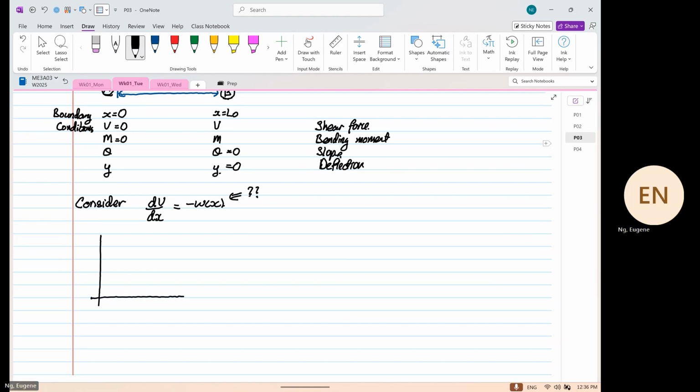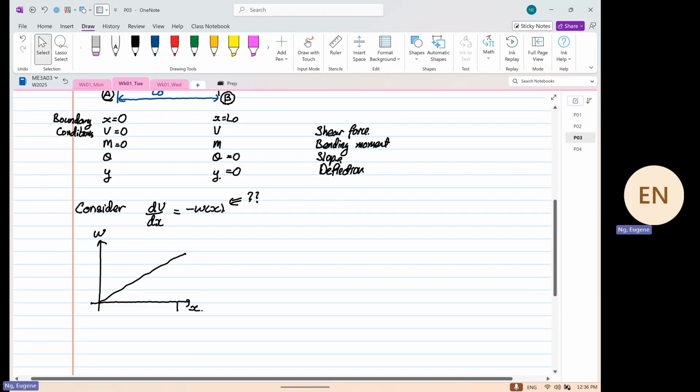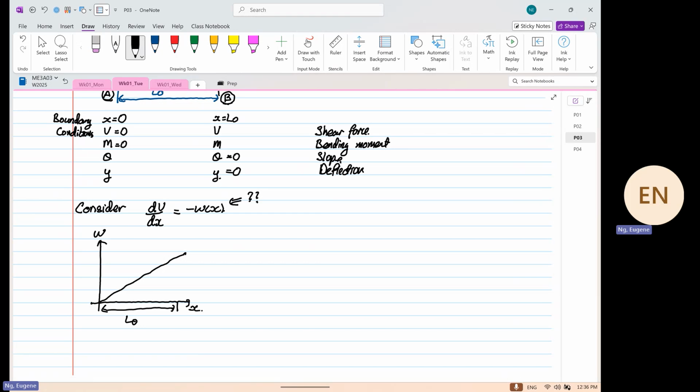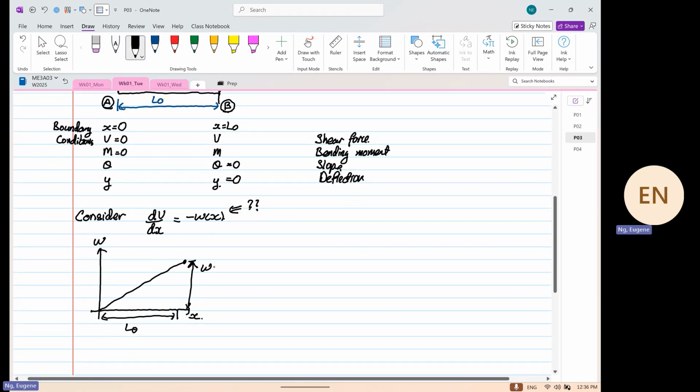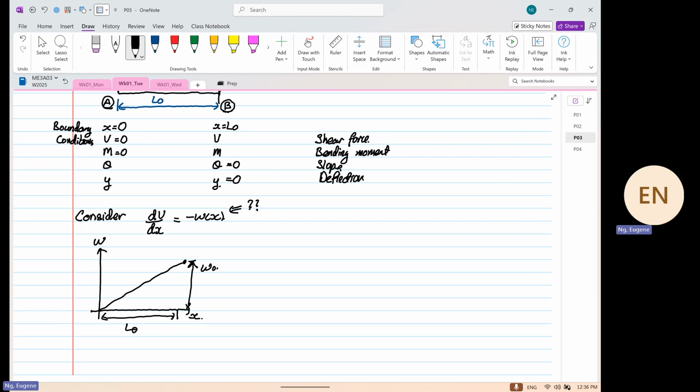So we have x on our x-axis, and on our y-axis is omega. We have a gradient distributed load, and we know the distance from here to here. We have it as L0. And where it stops over here, we know the amplitude, which we call omega naught. Okay. So if we're going to plot an equation for this straight line, I highlight again, this is a straight line.